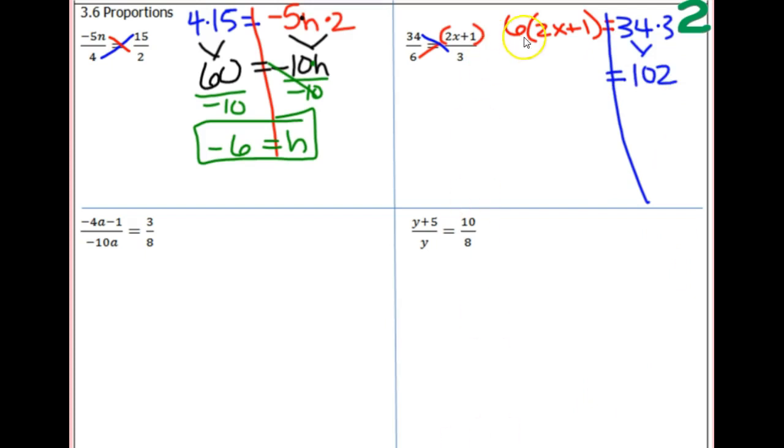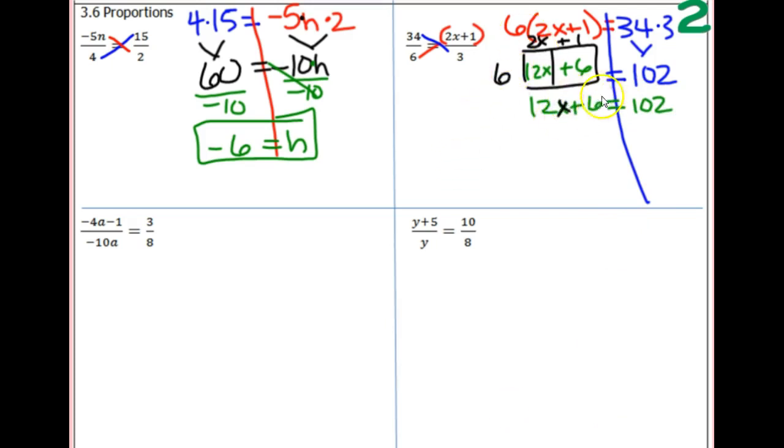On this side, we see parentheses. I need to draw a box to multiply. 6, and then we have 2x plus 1. Well, 6 times 2 is 12, so 12x. 6 times 1 is just 6. So we have 12x plus 6 equals 102. And then just solve for x.